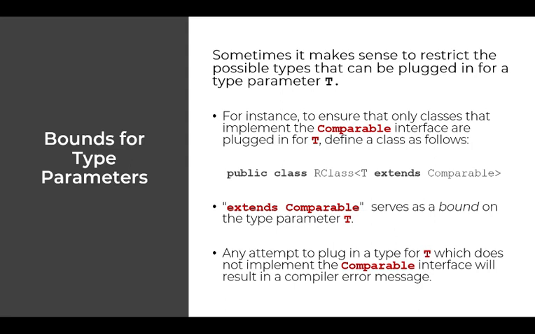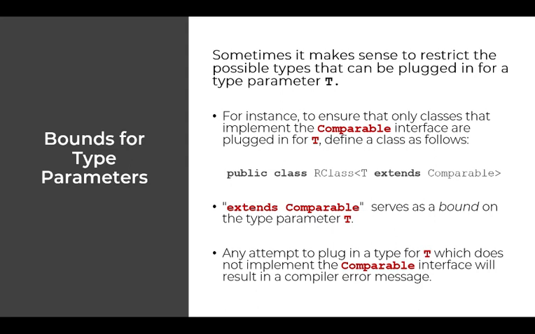Sometimes it makes sense to restrict the possible types that can be plugged in for a type parameter. We say that we are going to bound the type of the parameter. For instance, to ensure that only classes that implement the Comparable interface are plugged in for T, we define a class as follows. For example, public class RC class, and then between the angle brackets, I've got the parameter T, but I've got a constraint on that parameter. This parameter must extend Comparable.